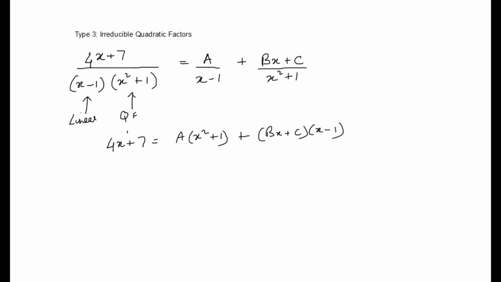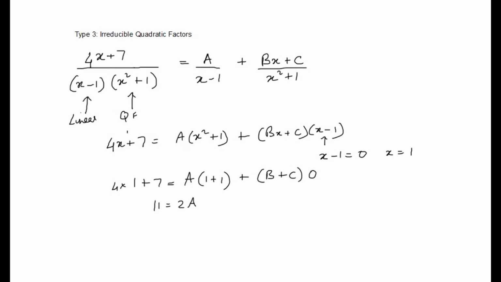So to do that, first you take your linear factors, equate them to 0 one by one. So x minus 1 is equal to 0. x must be equal to 1. We substitute that. So 4 into 1 plus 7 equals a times (1 plus 1) plus (b plus c) into 0. So that is 11 is equal to 2a, which means that a is 2 by 11.